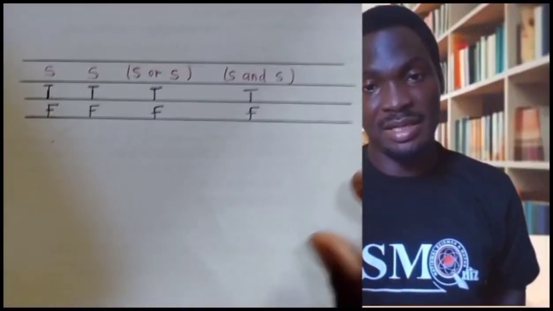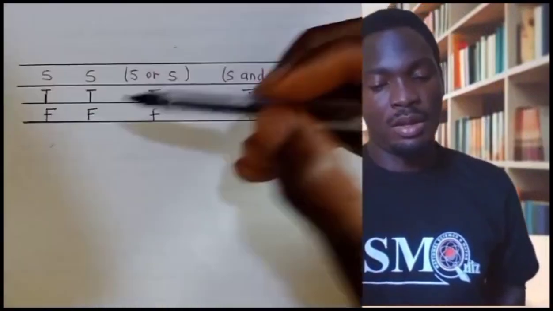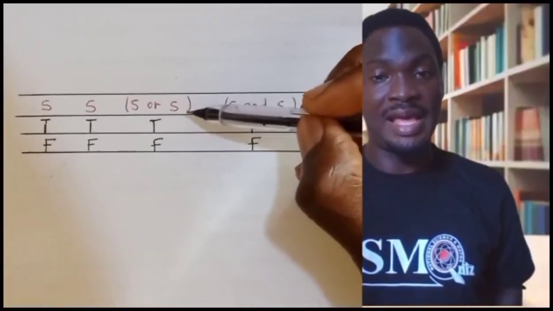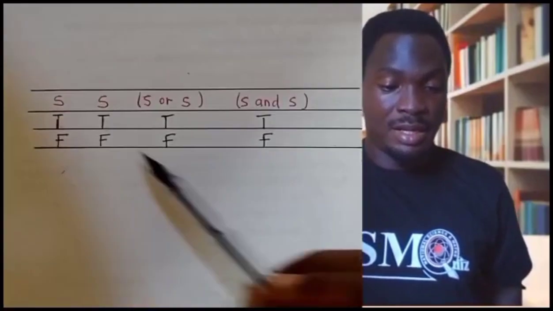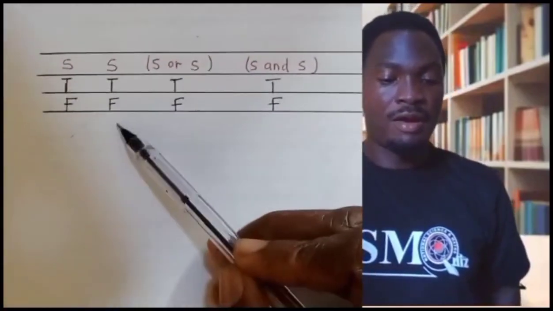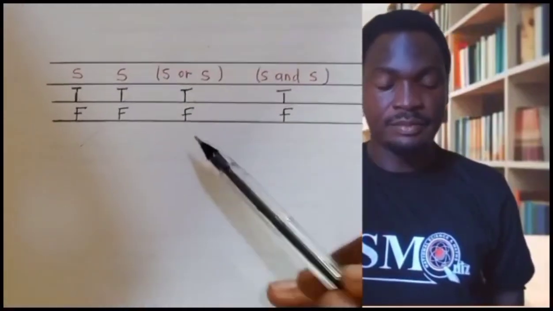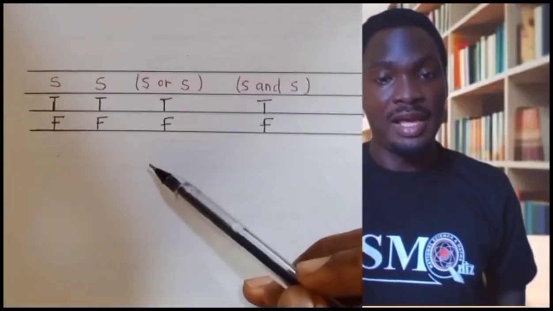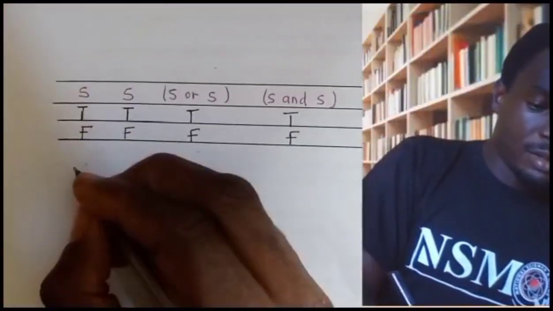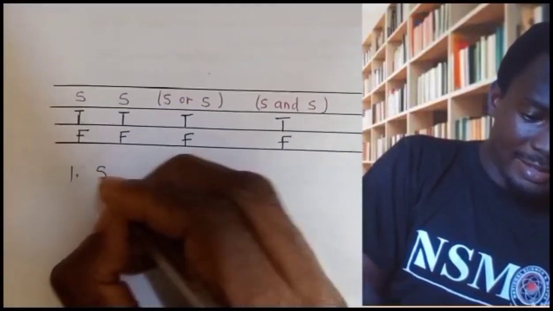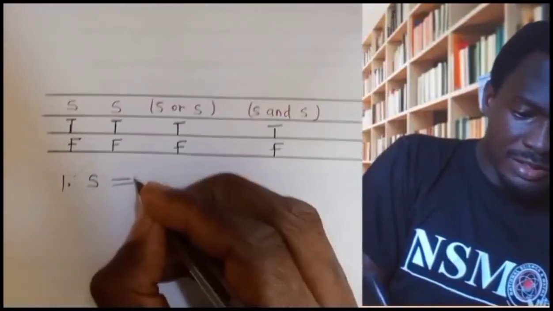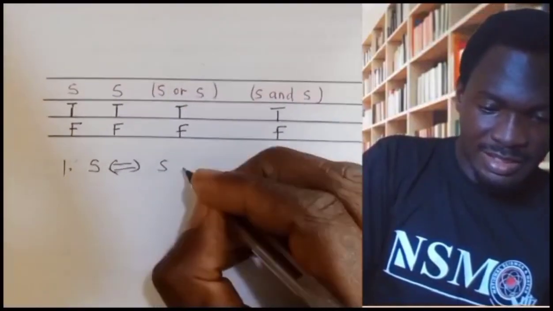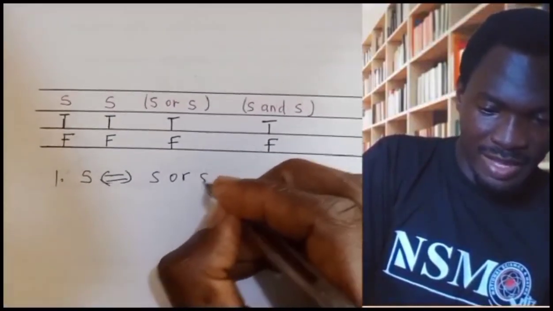Next, we inspect the columns. We compare the column for S to the column for S or S. True, true. False, false. So all the corresponding truth values are equal. And so the statement S is logically equivalent to the statement S or S.